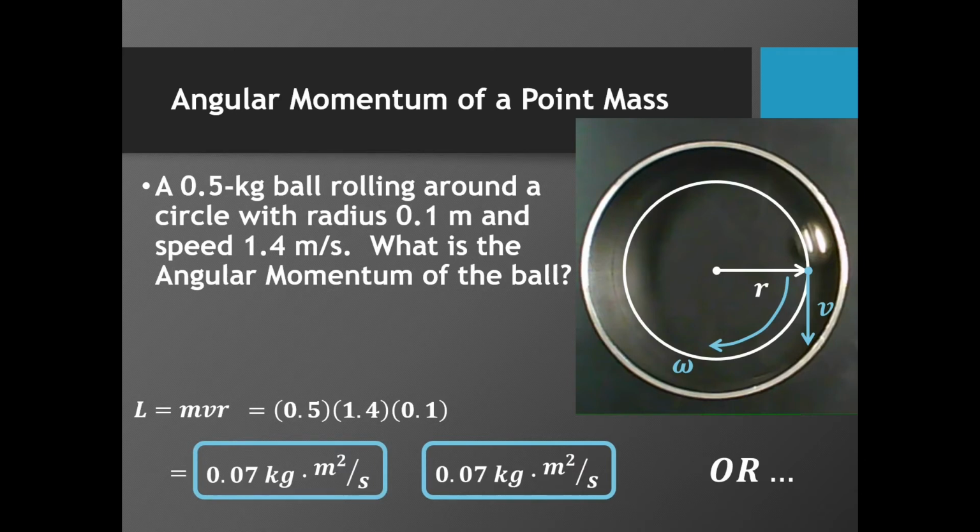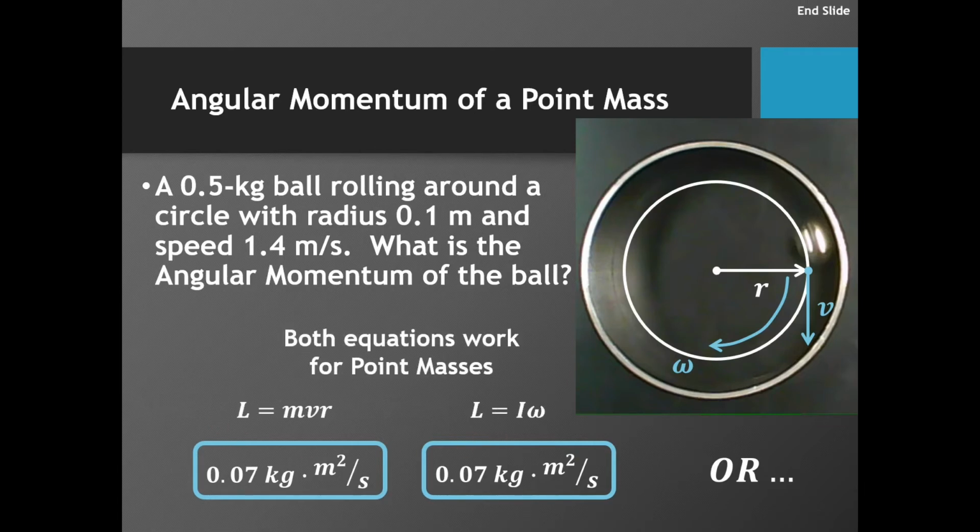So you can see that regardless of which equation we use for the point mass, we'll get the same answer either way. So effectively, we can just use whichever is convenient based on the information given to us. Now in the problem, it told us the mass, the speed, and the radius. So it would have been a lot easier just to use this point mass equation as opposed to finding the angular momentum with the moment of inertia times angular velocity.